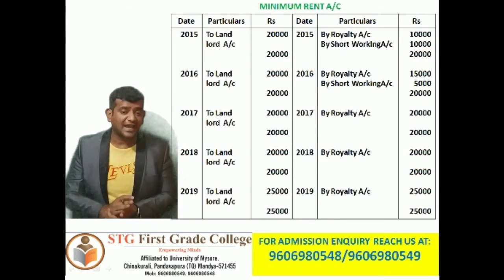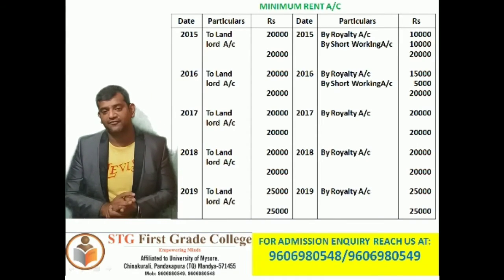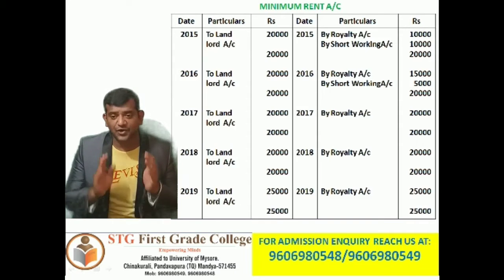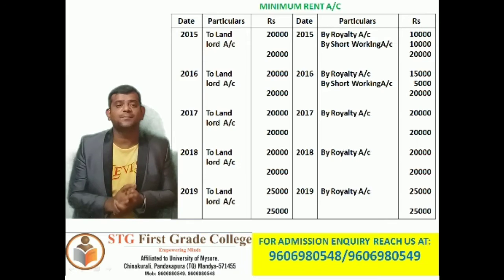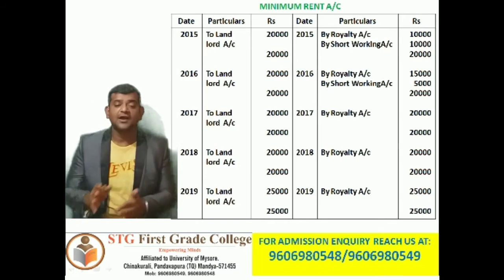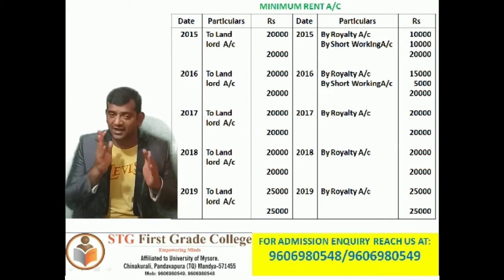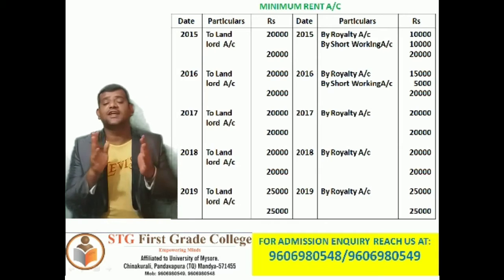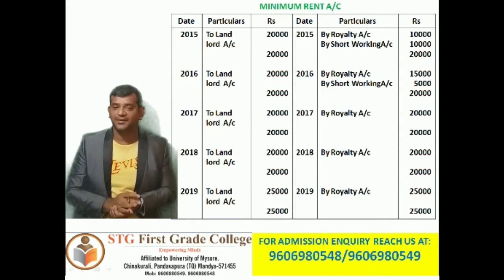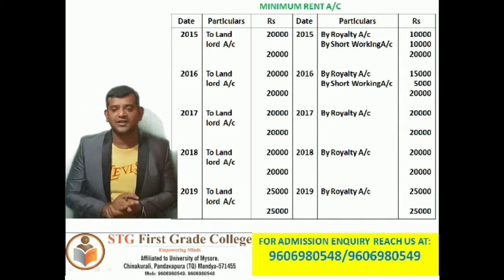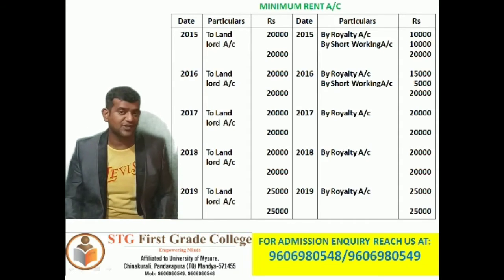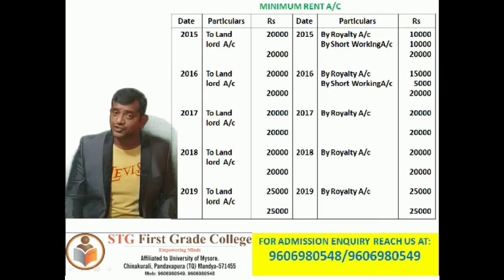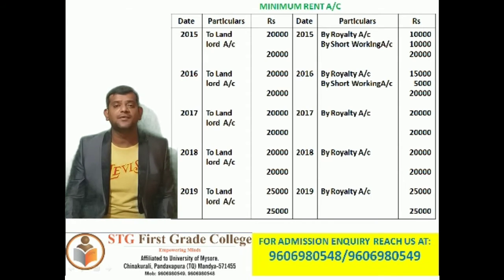So 2019, to landlord account 25,000, by royalty account 25,000. Exactly what was the production, the amount generated out of royalty payable, has been transferred directly to the minimum rent account. So by royalty account was 25,000, both the side total 25,000 and 25,000. So here we are done with the minimum rent account.